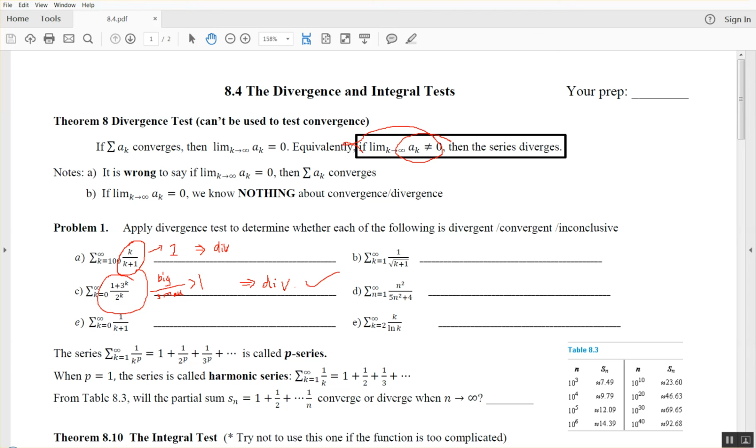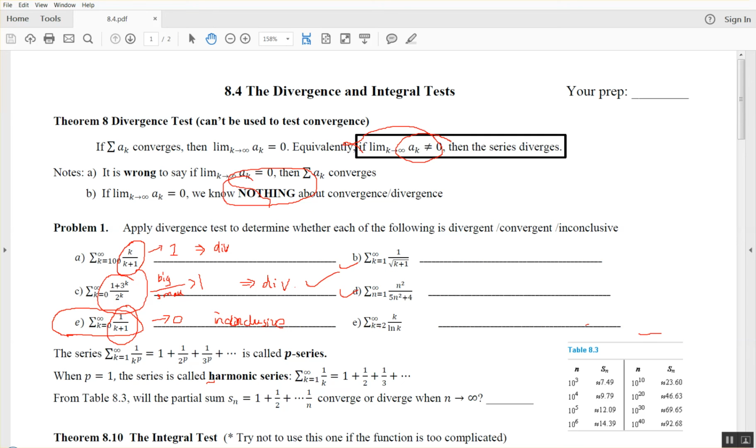I suppose you can do B and D without too much trouble. Let's look at the next one. The limit of 1 over k plus 1 is approaching 0. So be careful now. When it is approaching 0, we know nothing. Here we cannot say it converges, and we cannot say it diverges. We just say the divergence test doesn't help at all. It is inconclusive in this case. So be very careful. In this case, how do you continue? Use some other way.